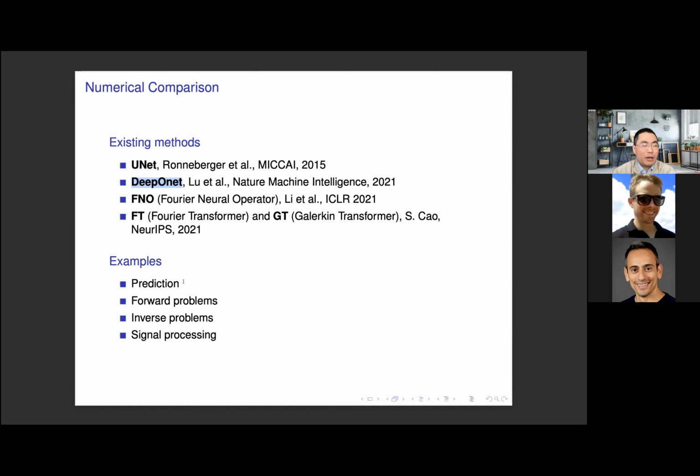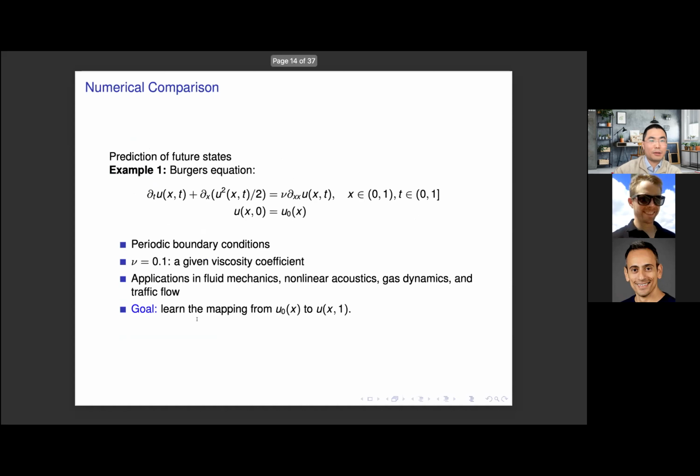We are going to compare our algorithm with these algorithms in 4 different kinds of examples, like prediction, solving forward and inverse problems, and solving some signal processing problems. The first example is a typical example in the discretization-invariant operator learning papers. It is a Burgers' equation. We want to learn the mapping from the initial condition to the solution at a future time step, for example, t equal to 1.